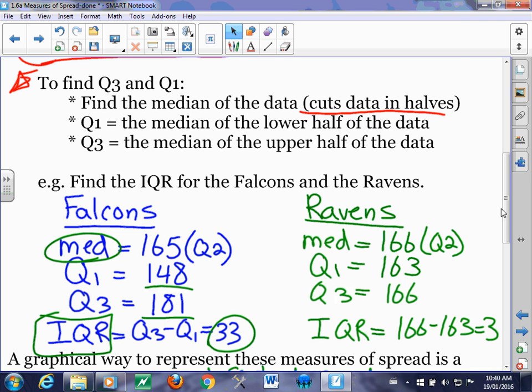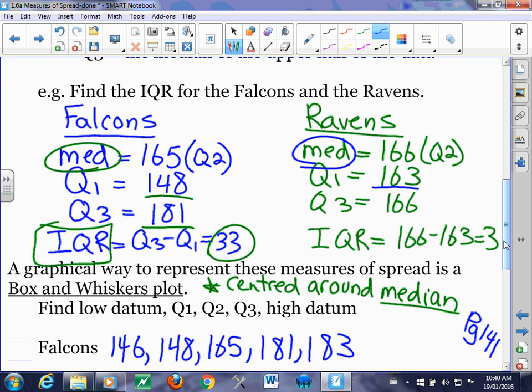Whereas for the Ravens, ladies and gentlemen, we have a median that's 166. Split that in half. So Q1 is 163 and Q3 is 166. Look on your chart. And the IQR, which you need to be able to do on your test, is 3. That means that most of the players are within 3 centimeters.